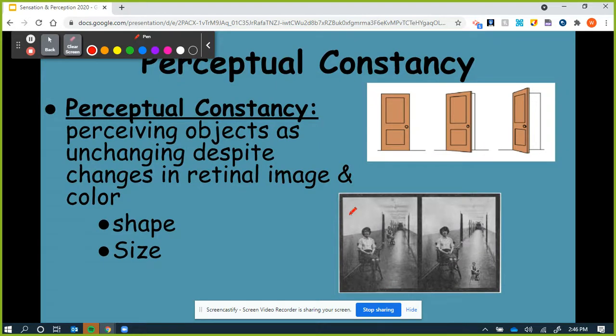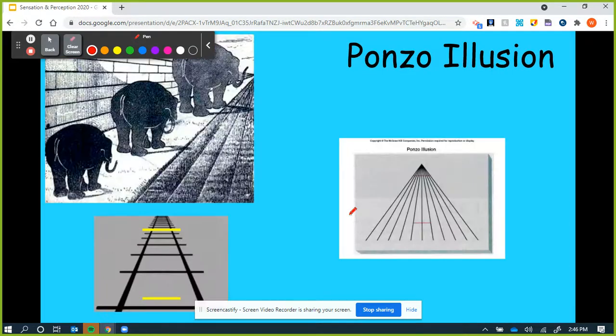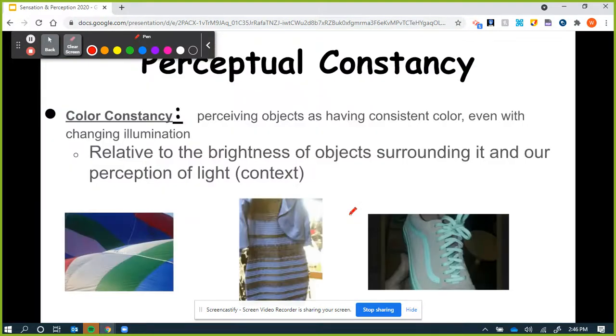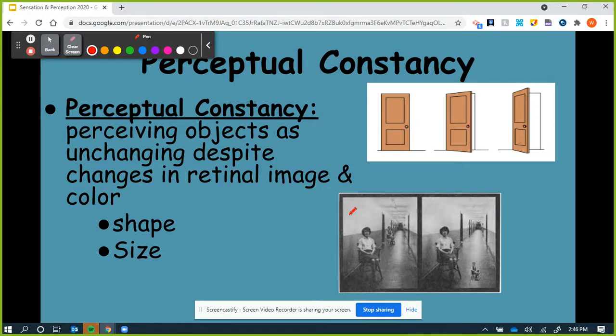All right, perceptual constancies. Our brain tunes out extra information that we don't need. Even if the visual image of something changes in shape, size, or color, we understand that it likely has not actually changed. If I open up a door, the retinal image of that door has changed, but we know that the door has actually stayed the same shape.